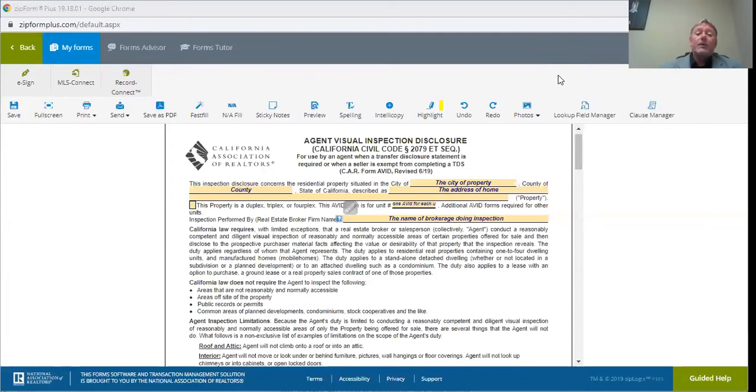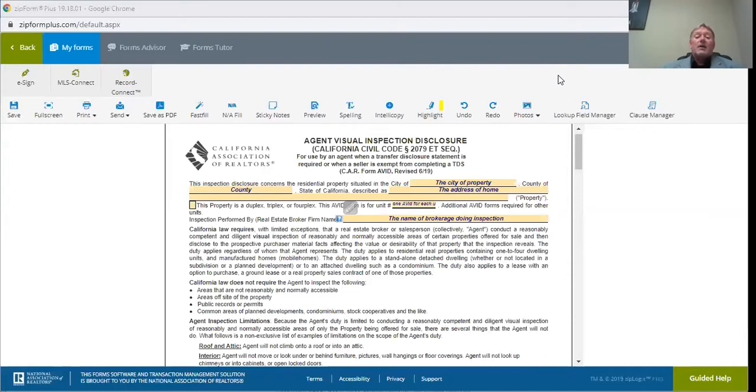One of the things we do here at the JRP Group is a lot of one-on-one training, and also breakout training in which we go over in full detail what each of the disclosures and each of the contracts actually stand for. So today, again, we're going to be briefly going over this disclosure, and this is the Agent Visual Inspection Disclosure.